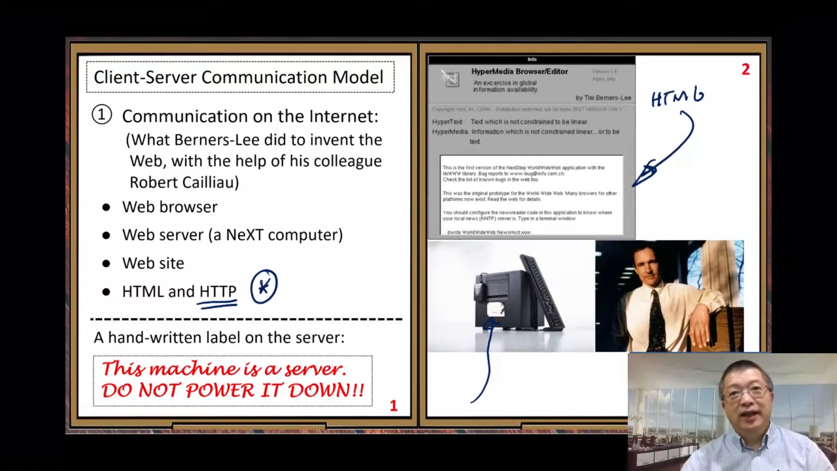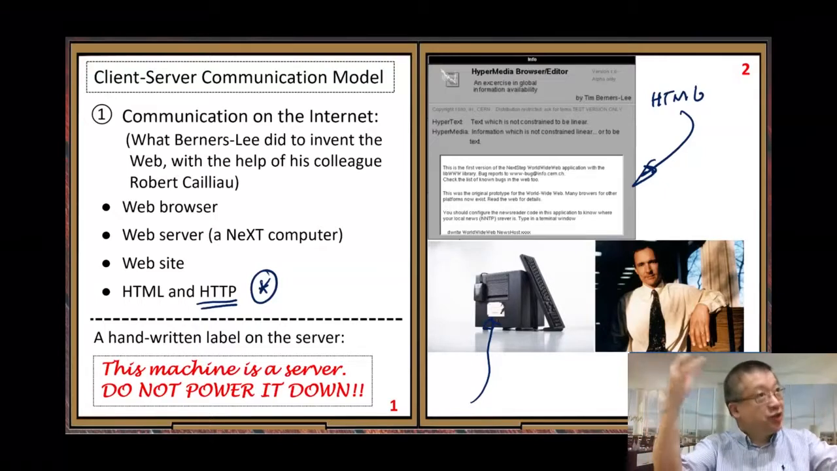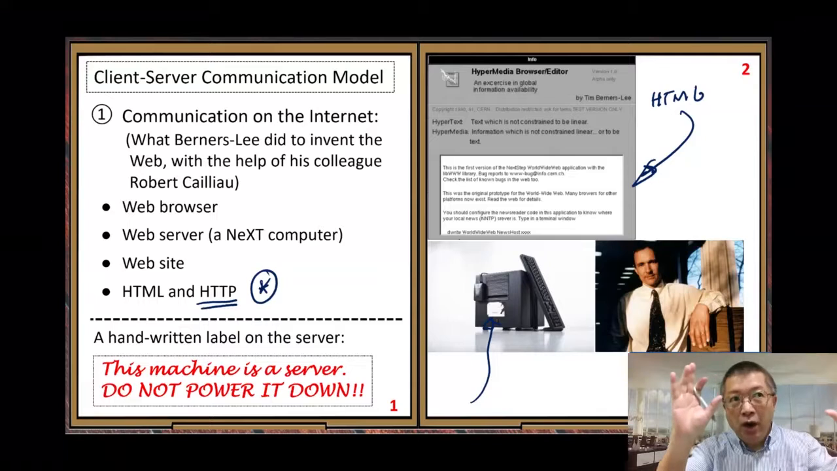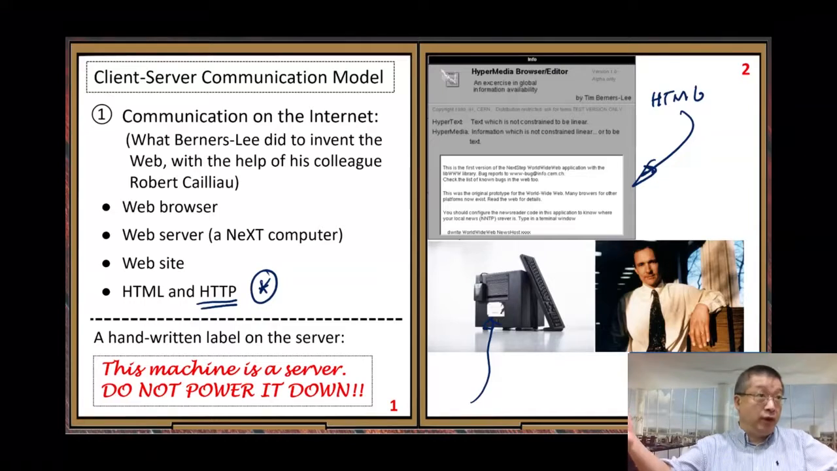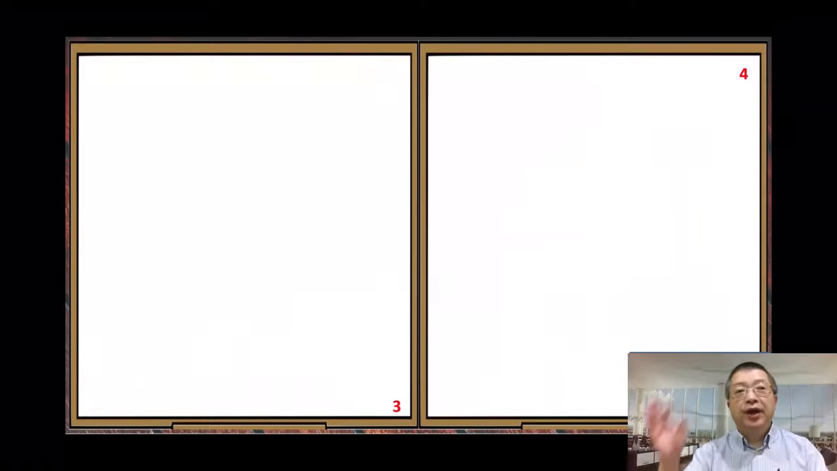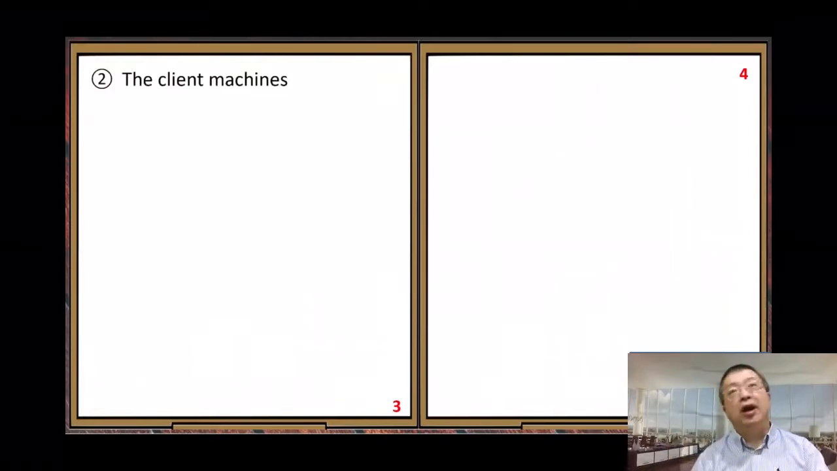All right. So here you can see at this point, this short description of the whole invention of the web technology, it's there. So we get a main point. Next, let us continue to look at a little more detail, but this time let us look at the client machines. Basic client machines.